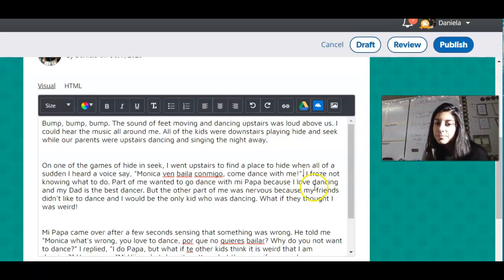I froze, not knowing what to do. Period. Done. Part of me wanted to go dance with mi papa because I love dancing and my dad is the best dancer. Period. Done. But the other part of me was nervous because my friends don't like to dance and I would be the only kid who was dancing. Period. Done. What if they thought I was weird? Exclamation point. Done.